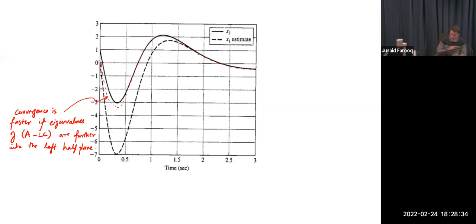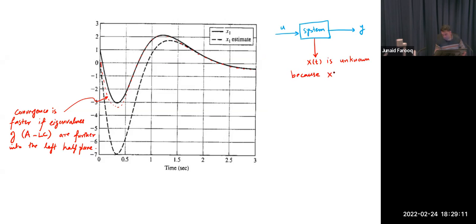Okay, so let's see what is happening here. Basically, you had a system, right, with input U and output Y, and the problem is x of t is unknown. The reason why is because x of 0 is unknown.